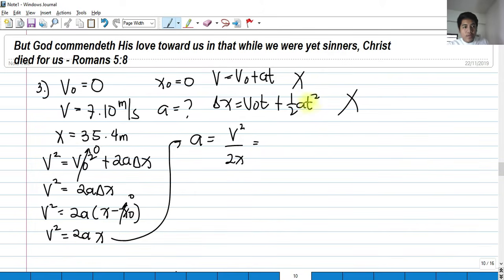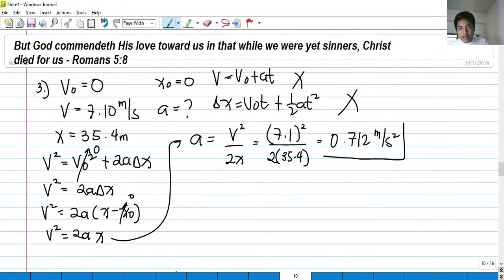So we have v squared, which is 7.1 squared, over 2 times 35.4. Let me just check: 7.1 squared over 2 times 35.4. That is 0.712 meters per second squared. And that's it, guys.